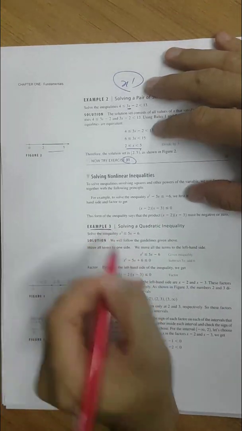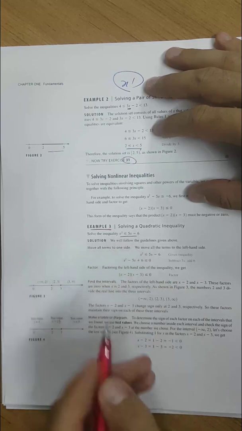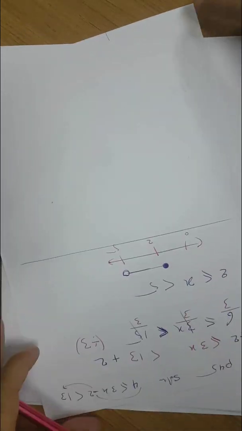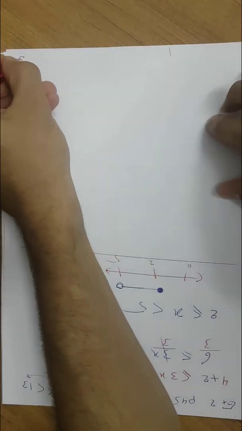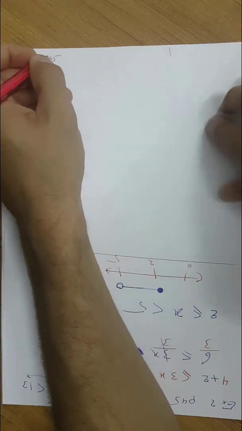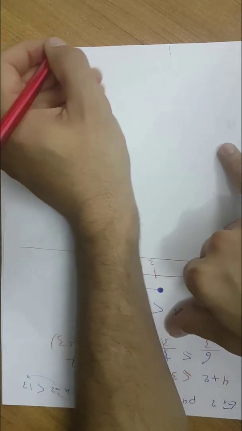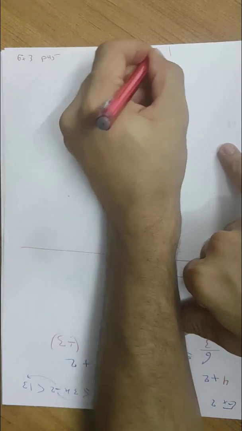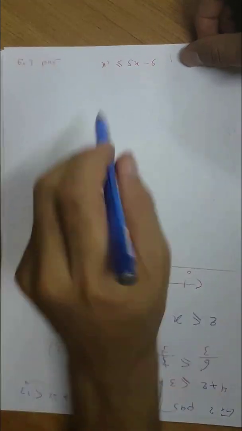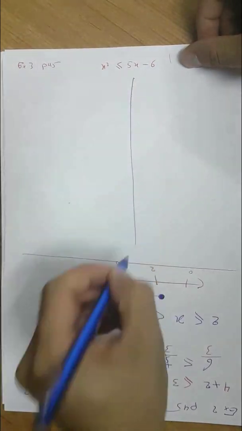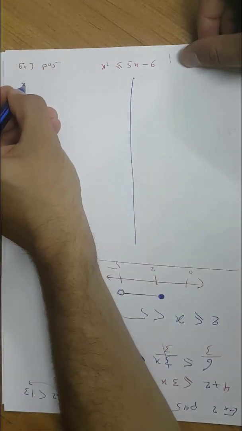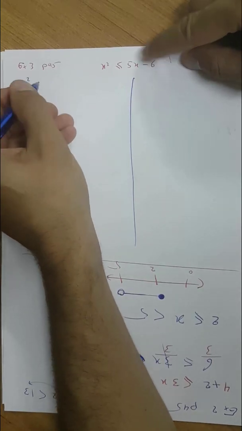Example 3. We have what? Page 45. We have this inequality. So example 3, page 45. We have x squared less than or equal to 5x minus 6. So solve this one. As I say solve, do not forget about the solution. Now I'll leave this one part to the other part of the solution. So first of all, try to arrange them as one part.